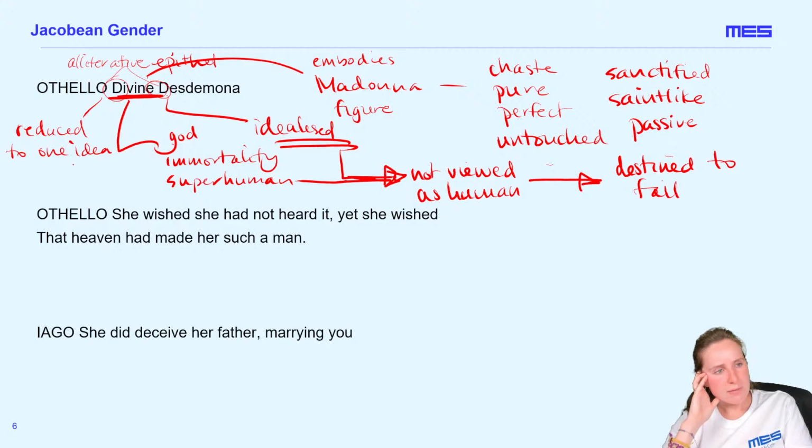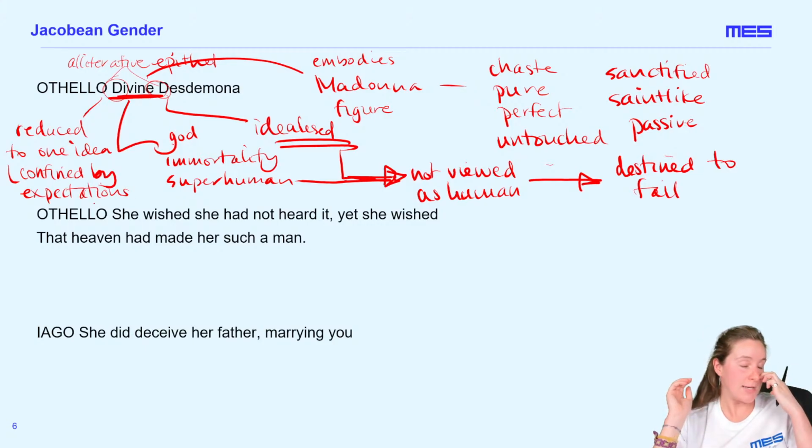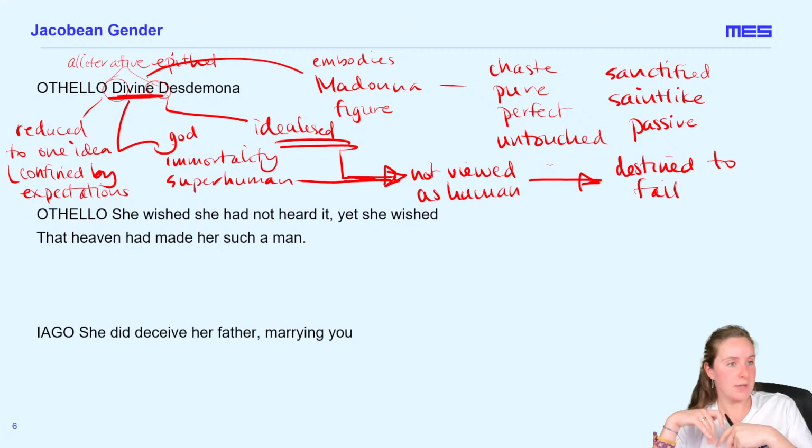So she is kind of confined by these expectations. She fulfills them, which is perhaps why her descent is so severe in Othello's eyes and in Brabantio's eyes as well, as he views her as his perfect child, and then he rejects her and disowns her in the same scene.